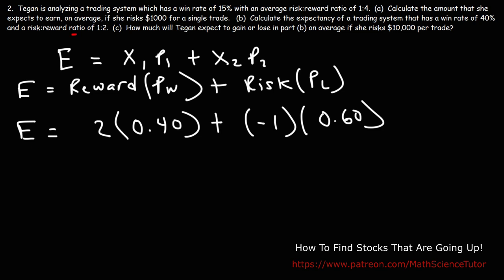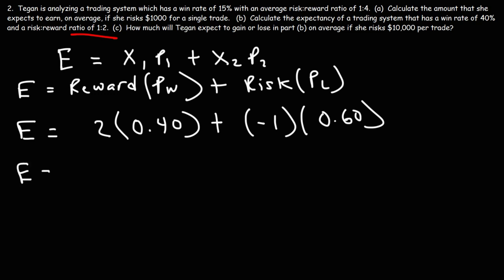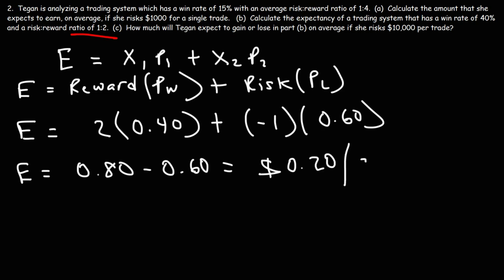That's what you can do for part B if the risk-reward ratio is 1 to 2. She's risking $1 to make $2. So 2 times 0.40 is 0.80, minus 0.60. The expectancy of this trade is 20 cents for every $1 that she risks per trade. Now, is this a good trading system or a bad trading system? What would you say? Well, notice that the answer is positive. That means that she's making money per trade. This is a good trading system.